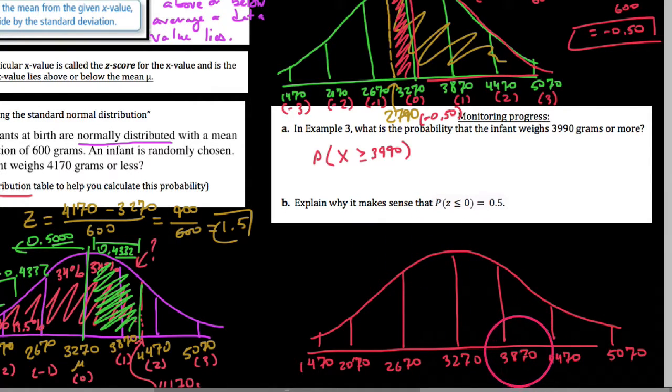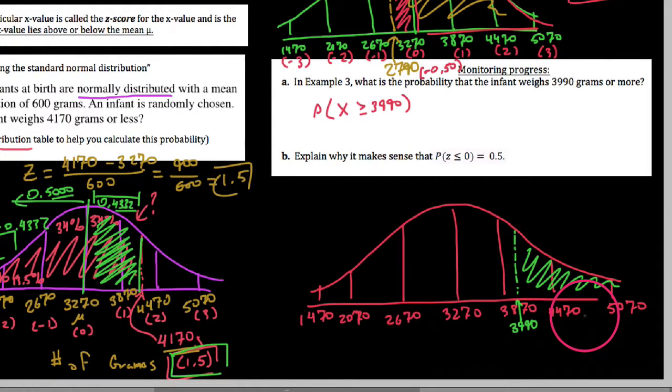Now 3990, what I know is it's going to be somewhere right here. I'm going to draw a little mark and a little vertical line up here, and we want to know how likely it is that it weighs more than this. This is the portion, or the area, of the curve we want to find. So we can see that it's definitely less than 50%.